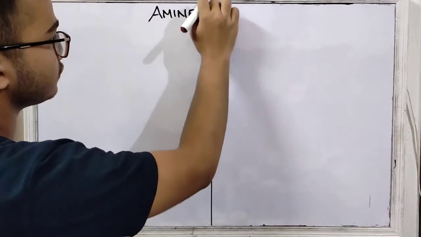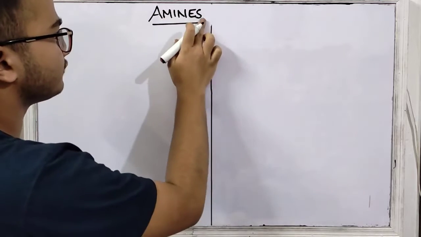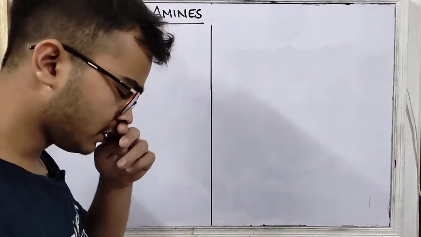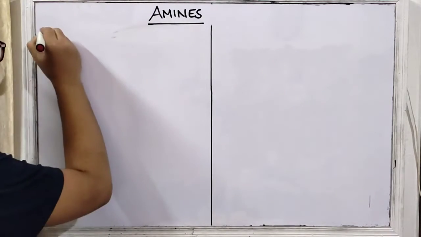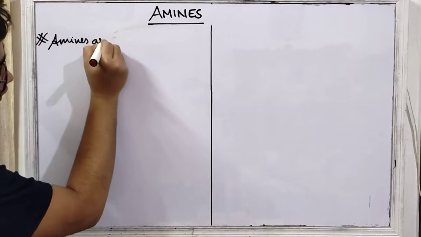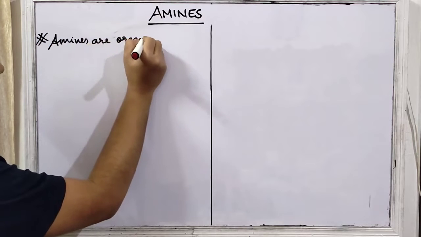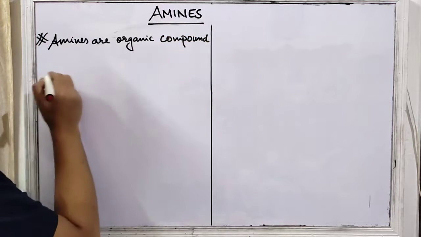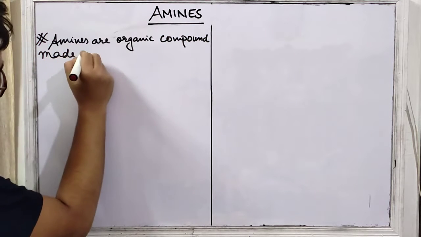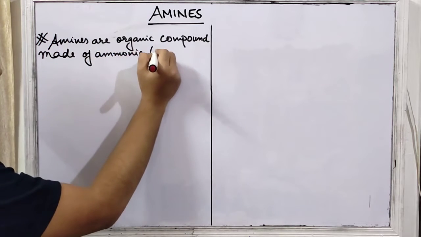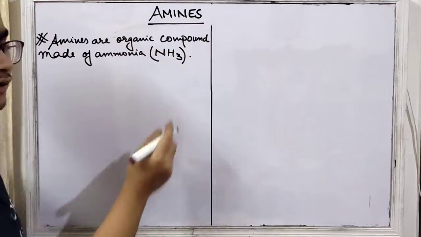Okay. So what are amines? In your book you will find the chapter name is nitrogenous compounds and amines. Amines are organic compounds made of ammonia. So what is ammonia? Ammonia is NH3. So any organic compound which is made up of ammonia is called amines.